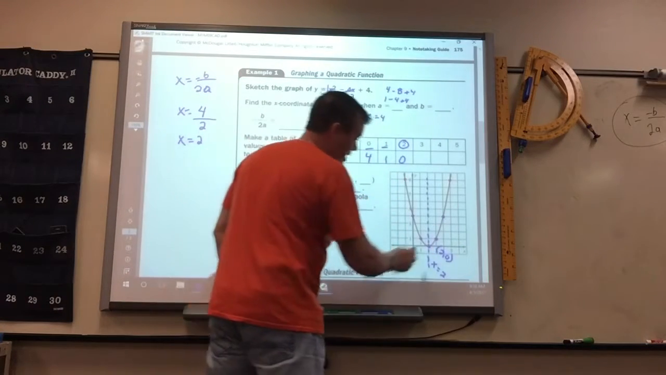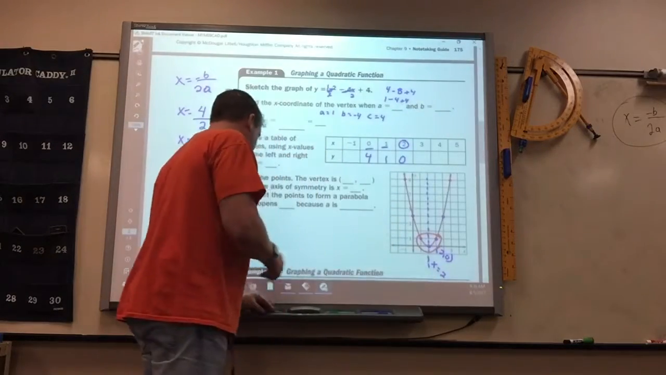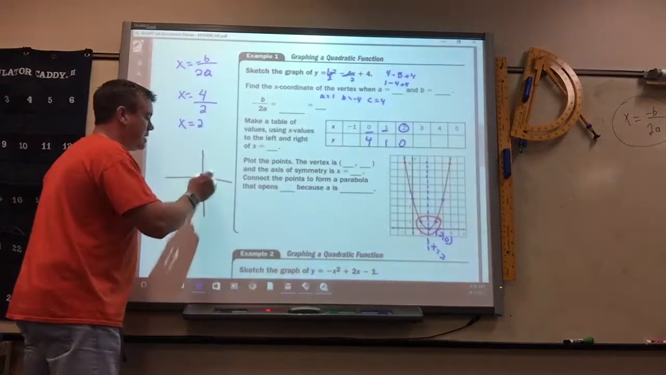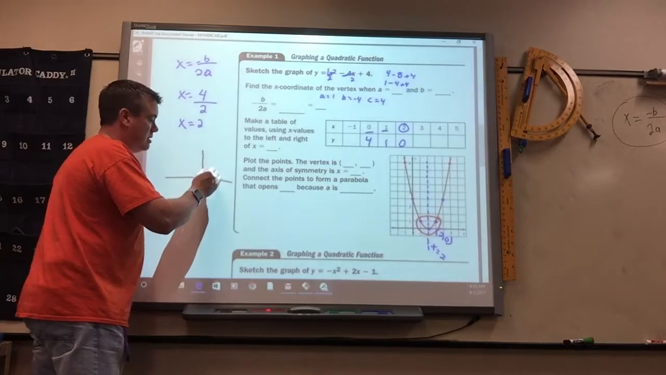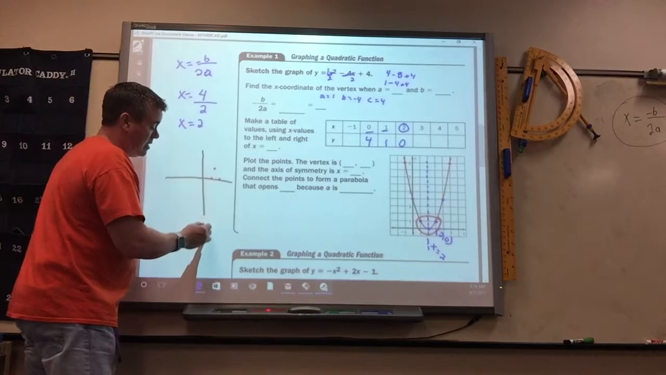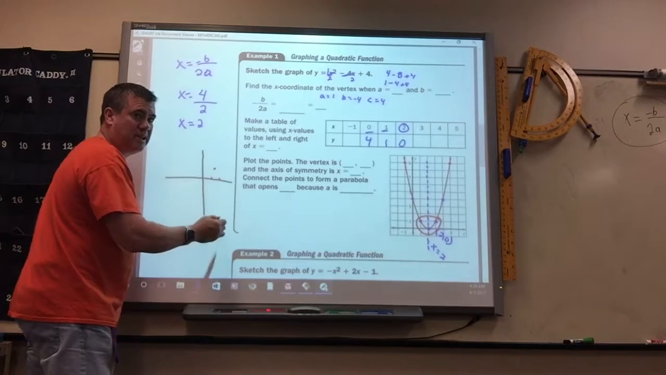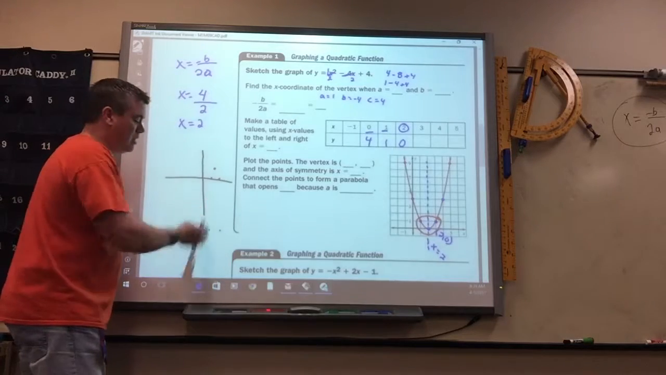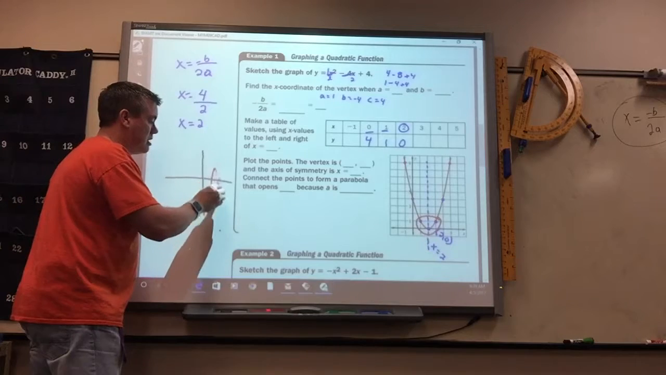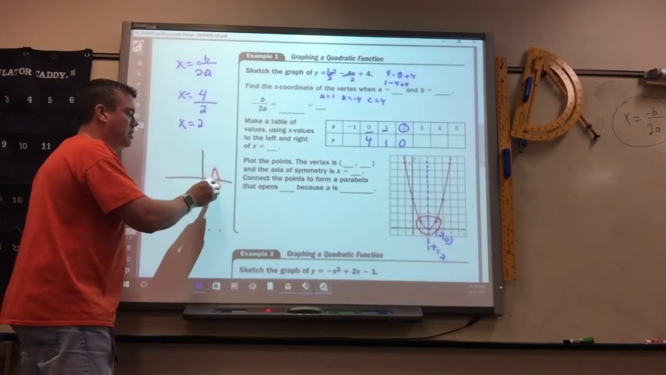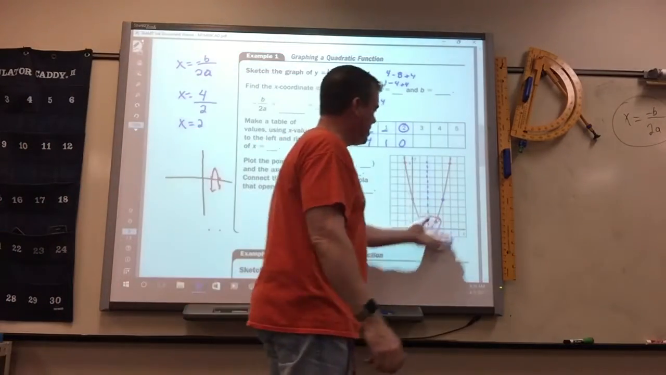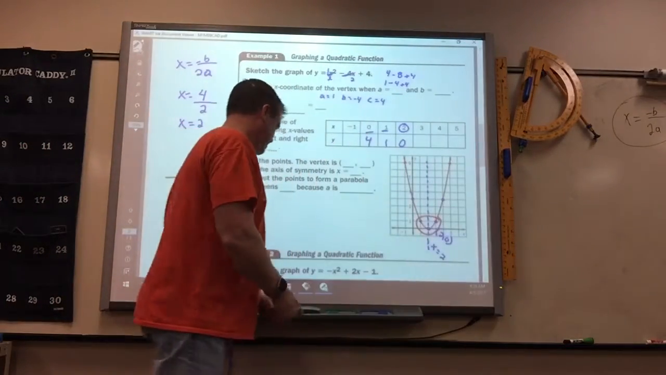Sometimes, really all you need are 3 points because sometimes you'll get a real skinny one. So like here's the vertex, and then you find this point and flip it over, and then the other ones are way down here, like at 12, 13, whatever. You don't need to make your graph that big. You just know it drops down quick. So you just draw it in like that. Okay? So sometimes you only need 3 points. Usually the graphs that we're doing, you'll put 5 in there.